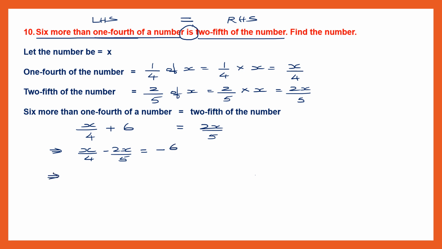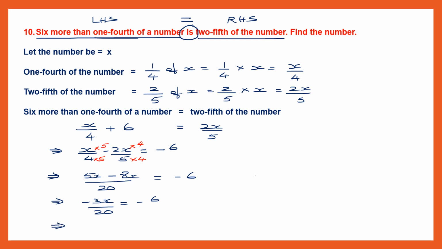Now let's solve this. Here this is a subtraction of fractions. So we have to find the LCM. The LCM of 4 and 5 is 20. So now 4 into 5, so we multiply x into 5. x into 5 is 5x minus 5 into 4 is 20. So we multiply 2x into 4. 2 fours are 8. So that is 8x. And here we have minus 6. 5x minus 8x is minus 3x. So this becomes minus 3x by 20 is equal to minus 6.